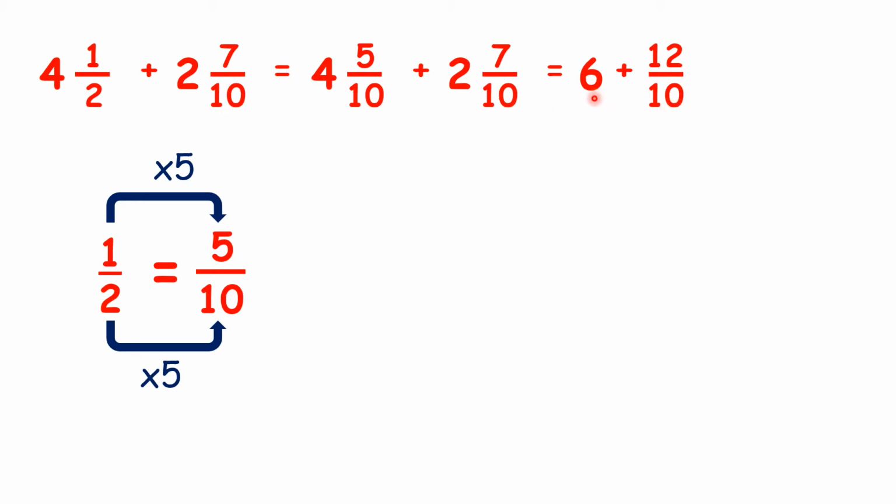But we can't write 6 and 12/10. We can't have a whole number and an improper fraction. So we need to convert those 12/10 into a mixed number. 12/10 is the same as 1 and 2/10. So now we have 6 plus 1 and 2/10, so we can see that our answer is 7 and 2/10.